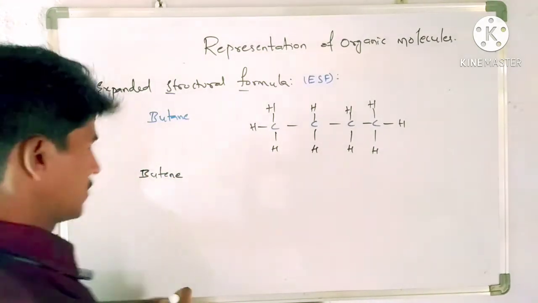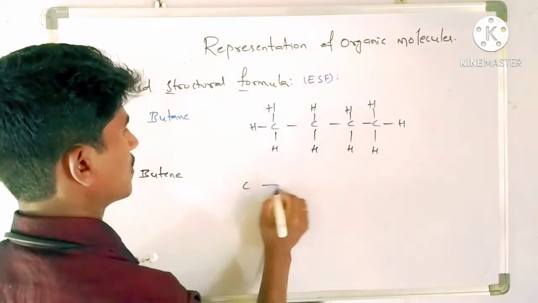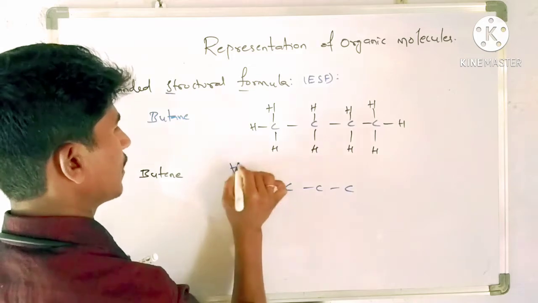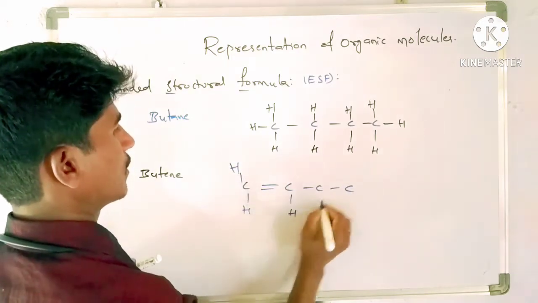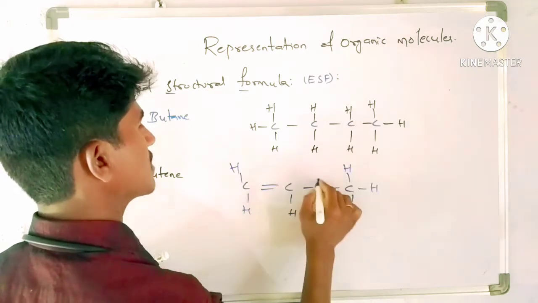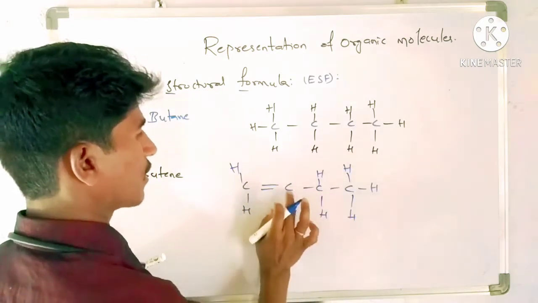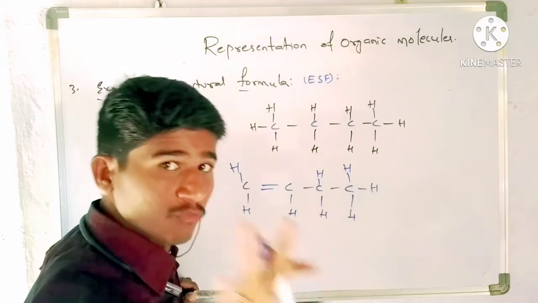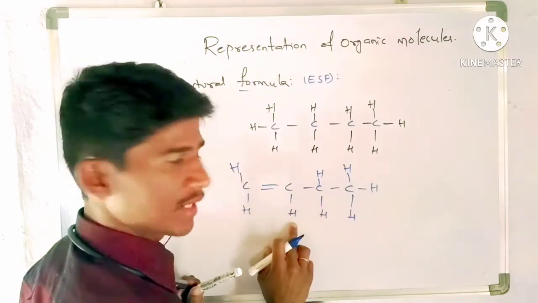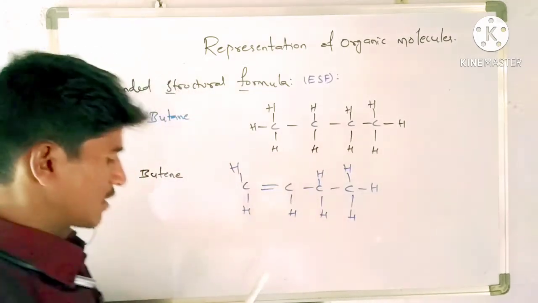In this case also we can represent it like this: C, double bond C, C. While arranging hydrogens, you have to check once: the carbon should have 4 bonds. You have to arrange so that each carbon gets 4 bonds. If 4 bonds are not coming, then we have to satisfy it with hydrogens. Let us discuss here.